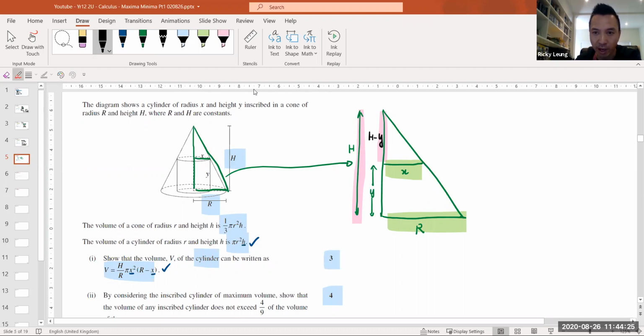And in doing that, for part one, using similar triangles, small and large equals small and large.